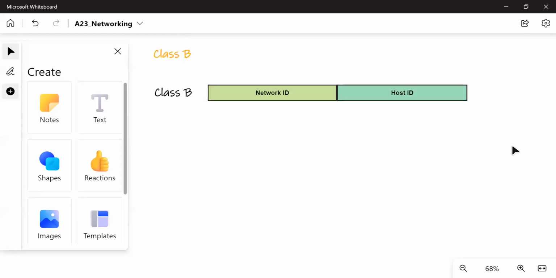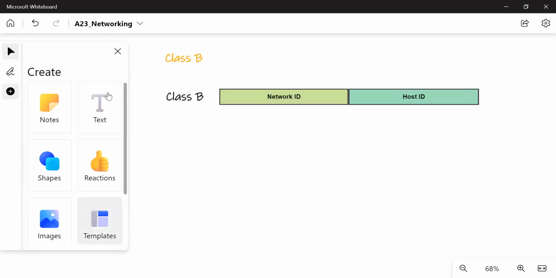So let's talk about the class B networks. In class B, we know that the first 16 bits are allocated for the network and the remaining 16 bits are allocated for the host. That is the first thing that we need to discuss. And apart from that, we can discuss how this starts. Now in class B, it starts with 1 and 0, so you need to remember that when we talk about this.